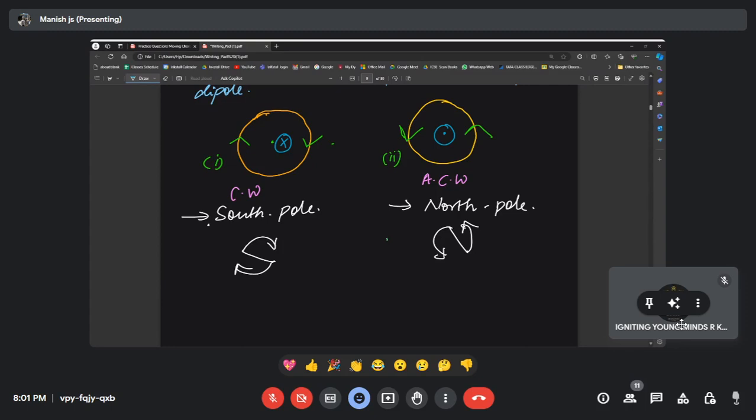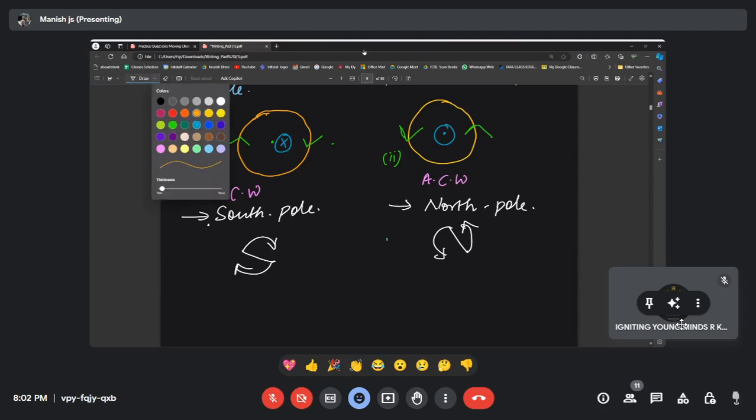That's why I'm stressing on this. For anti-clockwise, when you apply it, you can see the fingers curl out and they are facing you. That is the reason we represent a dot. So cross represents magnetic field perpendicular and inward to the plane of paper, and dot represents magnetic field perpendicular and outward of the plane of paper. Okay, this is what the cross and dot representation is.